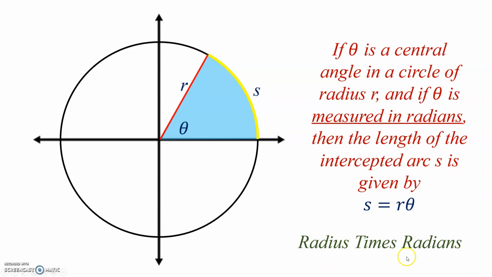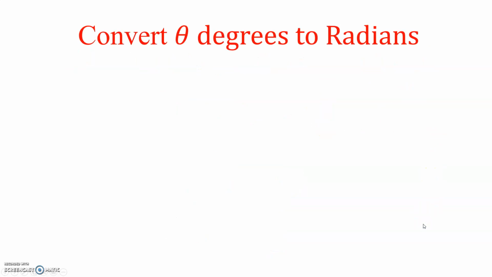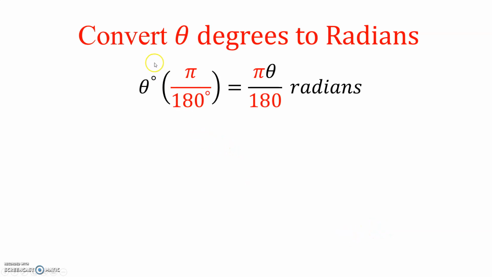Radius times radians. But it poses the question, what if the angle was measured in degrees? Well, if it was, you simply convert the degrees to radians. Meaning, if you recall, here's our degrees. To convert to radians, we simply multiply by pi over 180. Or simply take the degrees and divide by 180 and put pi in your final answer.